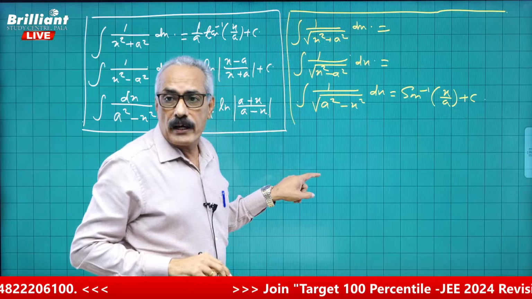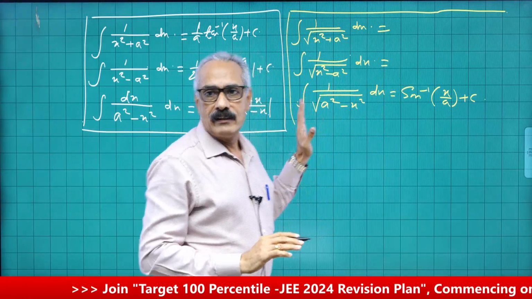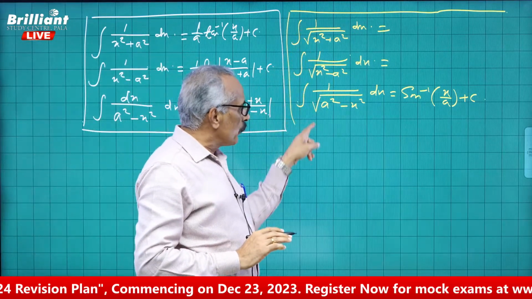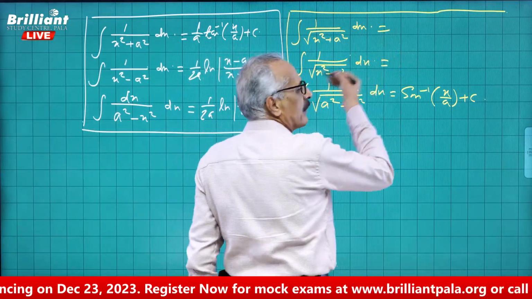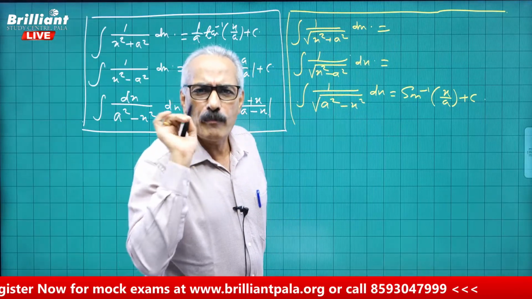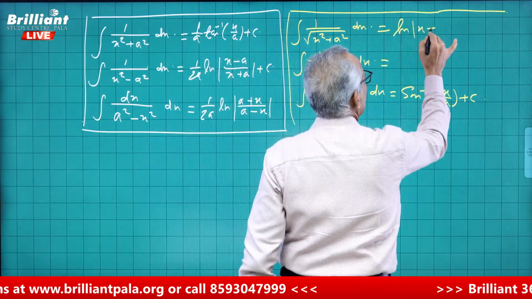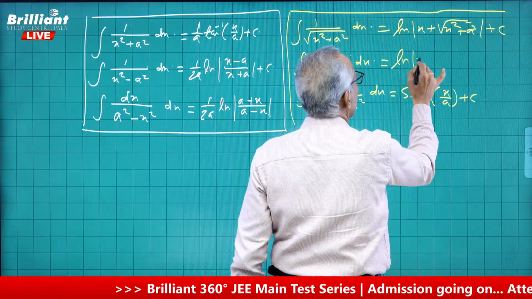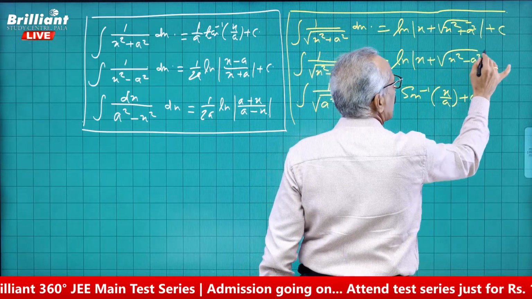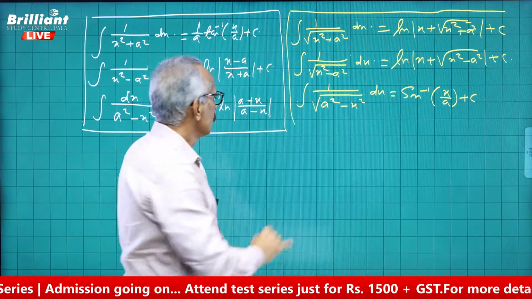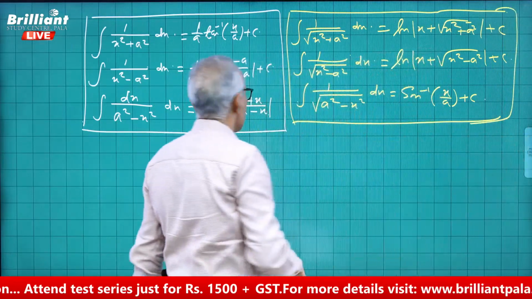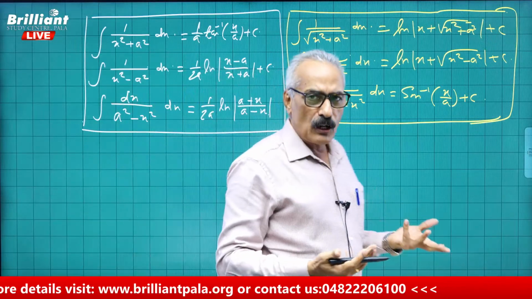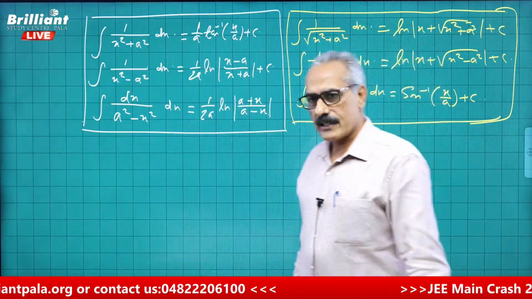Now, under root, there will be no 1 by a outside. Where root is not there, it is always 1 by a. And where the question is 1 by root, there is no 1 by a. This is very simple. Log of x plus that denominator. That is logarithm of x plus root over x square plus a square plus c. This will be logarithm of x plus root over x square minus a square plus c. Agreed? So, no need of learning it by heart. You can easily remember. What is sine inverse x by a? What is log of x plus that denominator as it is?